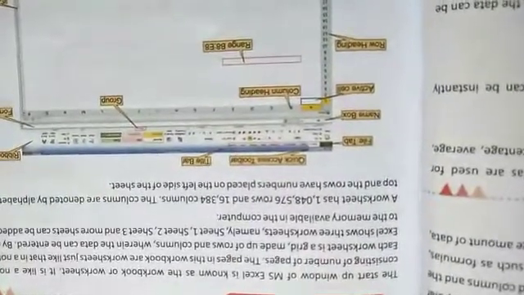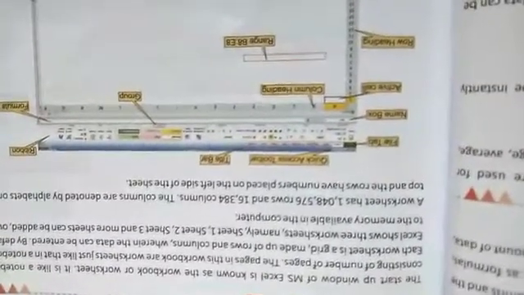Now, each worksheet has 1,048,576 rows. How many rows are there in a worksheet? 1,048,576 rows and 16,384 columns. So you can understand how much data you can insert, how many cells there are. Just multiply them and you can get the number of cells.